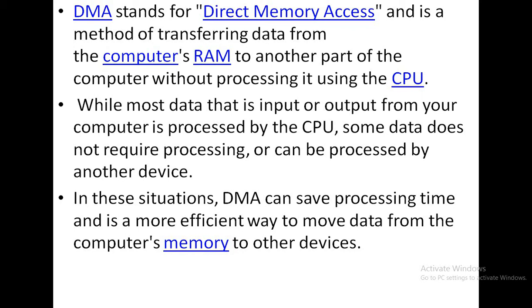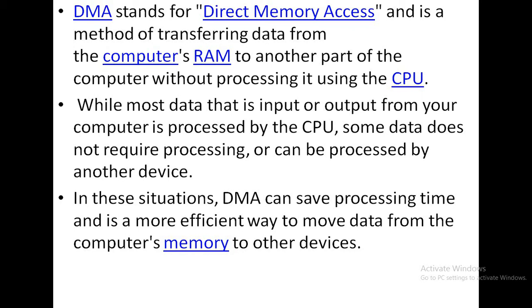the transfer of data from the computer's RAM, that is your primary memory, to another part of the computer, either to the hard disk, or to external storage devices, or for display purposes, happens without using the CPU. This is the main motto of the direct memory access method.